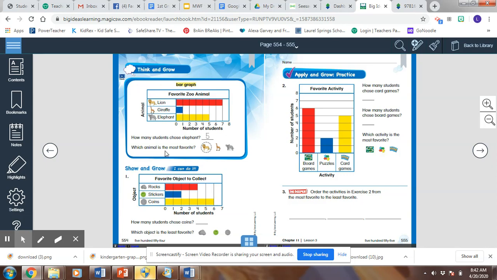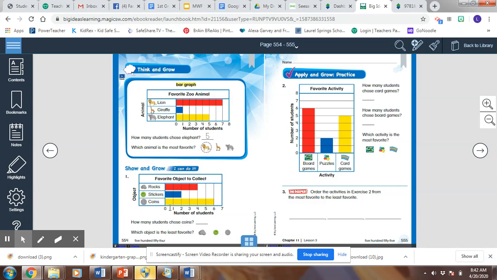Which animal is the most favorite? Okay, so let's go back up. We're going to look for the bar that's the longest, right? That's the longest. We can clearly see as it lines up, 7, and that would be lion. So we circled the lion.